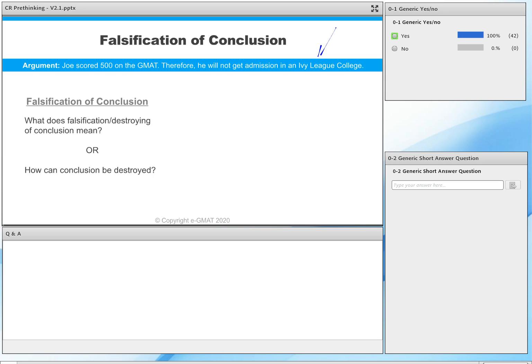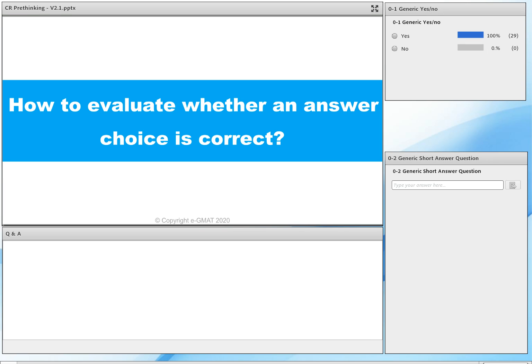We're going to still take that same example that was there. Okay. So in what scenario can the conclusion be destroyed? If, despite getting that score of 500, Joe gets admission into an Ivy League college. Everyone's clear with that? If this happens, then the conclusion is destroyed, right? Right? Okay, everyone gets that. That's very simple. Again, a context that we are very intimately familiar with.